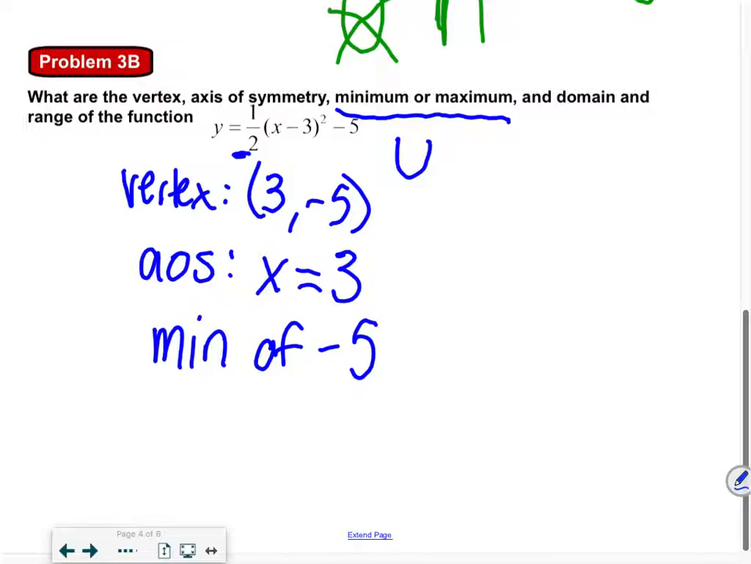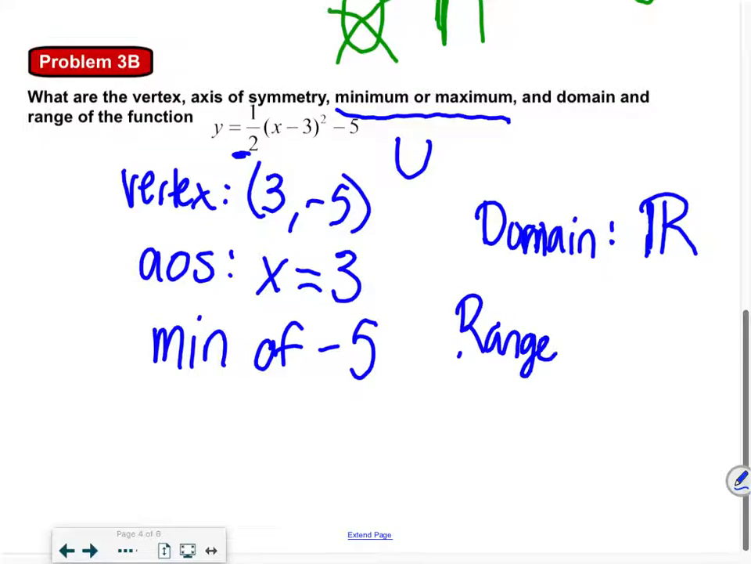So does that mean y is greater than or equal to -5? Domain deals with x's. Do I know any restrictions on my x's? No. So I got my all reals. But like Andrew was saying, my range has a restriction. My minimum is at -5, so I need to be greater than or equal to -5.